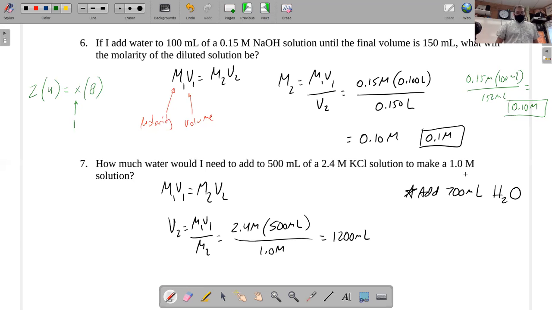The deal there is you want to calculate what the final volume's got to be. So if you have 500 milliliters of 2.4 molar, if you decrease it to 1 molar, the final volume has to be 1200 milliliters. Well, you already started out with 500 milliliters of solution. So the problem is, how much water do you need to add? You don't add 1200 milliliters, because if you add 1200 milliliters to 500, you end up with 1700. So if you start out with 500 milliliters, if you add 700 milliliters, you end up with the 1200 milliliters of the final solution. And it should be the correct concentration.